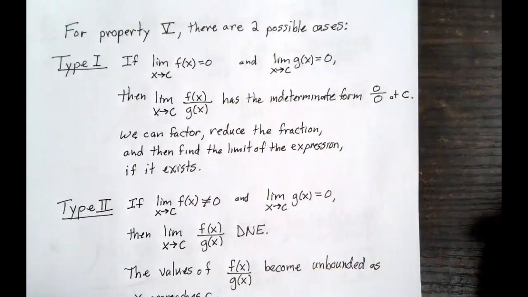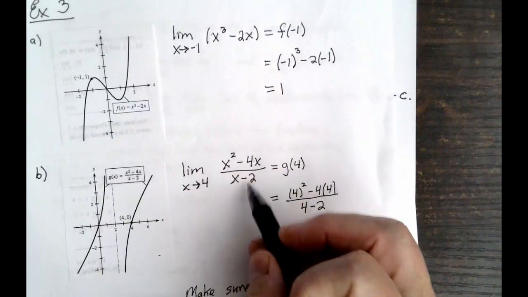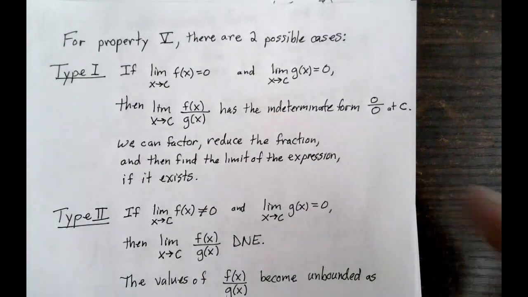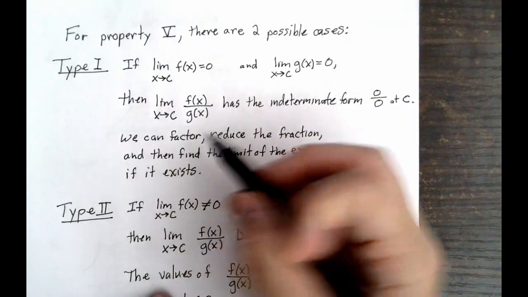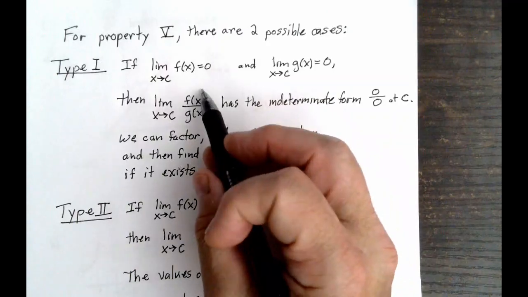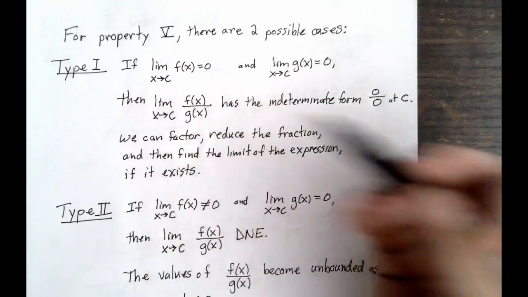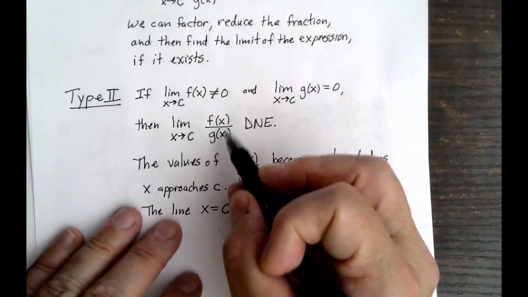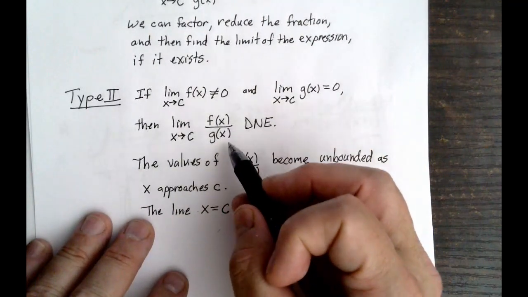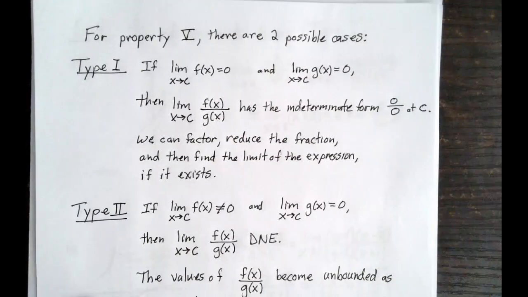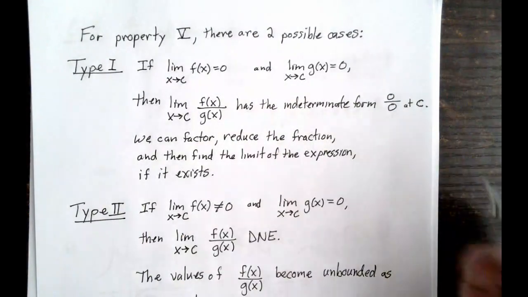Now with that last type of limit, where you've got something over something else, a fraction of polynomials called a rational function, there's two possible cases. First, the limit of the top is 0 and the limit of the bottom is 0, that is type 1. And type 2, the limit of the top is not 0 and the limit of the bottom is 0. These are two specific cases where you can't use direct substitution because you're dividing by 0.